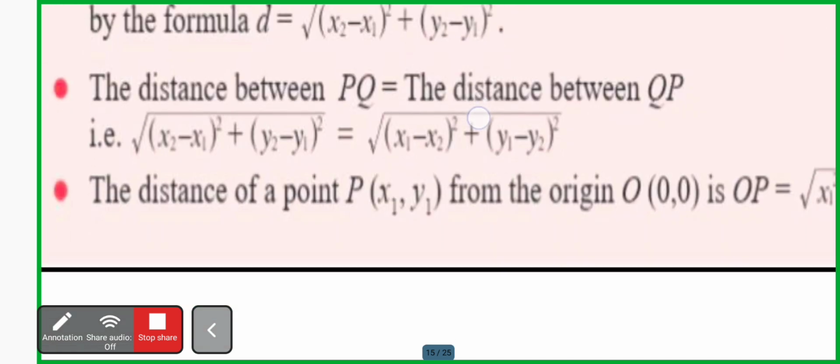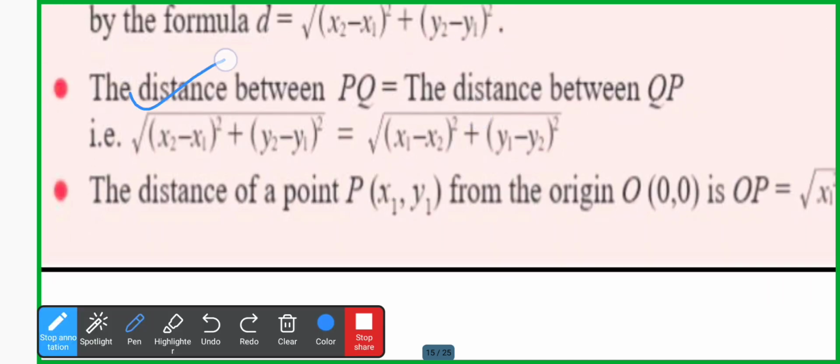You can use (x2 minus x1) whole square plus (y2 minus y1) whole square, or you can write (x1 minus x2) whole square plus (y1 minus y2) whole square. But generally we take x2 minus x1 whole square first, right? So generally we take this formula, otherwise they are equal. There's no difference between them, and your answer would be the same, obviously.